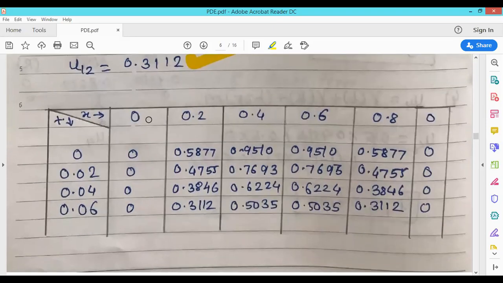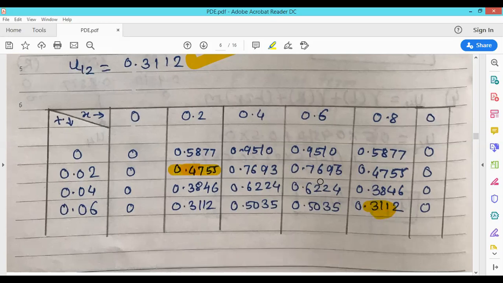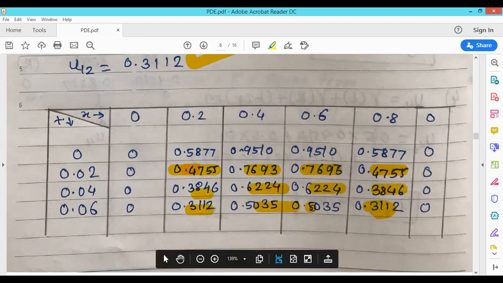After that, I have to write down this table, and in that table, these are the unknown values that I have to write down from U1 to U12. So these are the unknown values that we have to find out: U1 to U12, that is 1, 2, 3, 4, 5, 6, 7, 8, 9, 10, 11, 12. So these are the values that we have to find out.